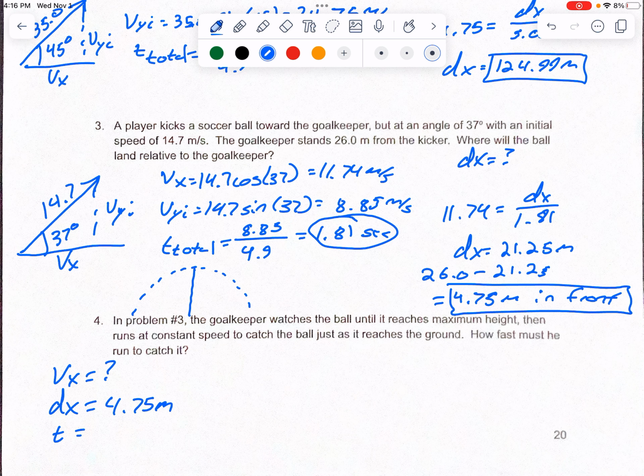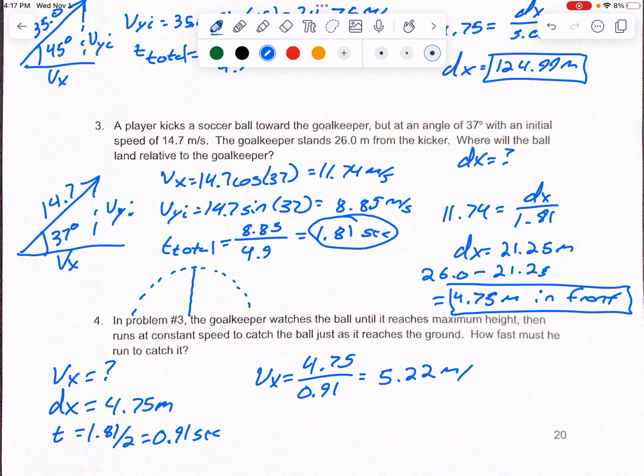Well, to get to the top is half of your total time. So what I'm going to do is take that 1.81 and divide it by 2. That means he's got 0.91 seconds to get there. Okay, so we're going to do Vx equals dx over t. So Vx equals 4.75 over t, so 0.91. And that means that goalie has to run 5.22 meters per second to get there.